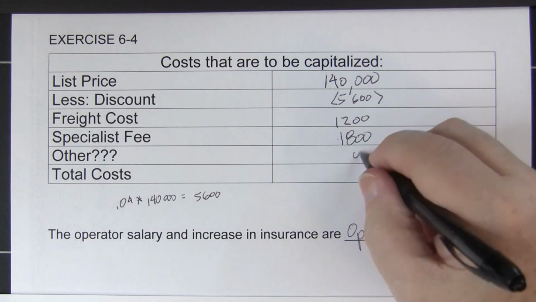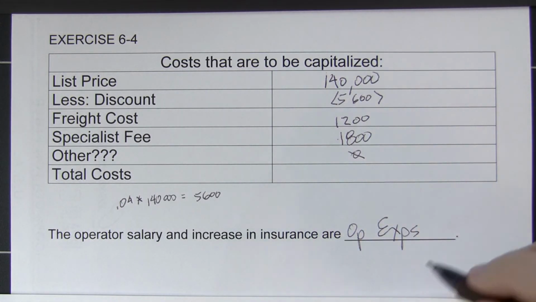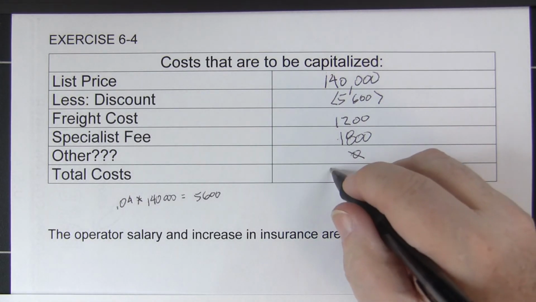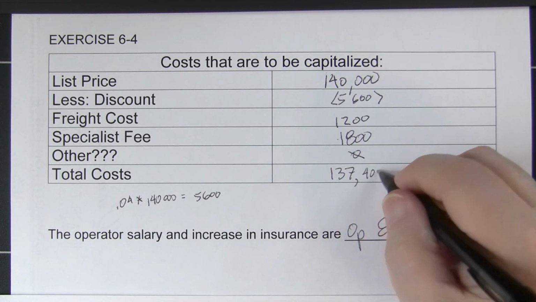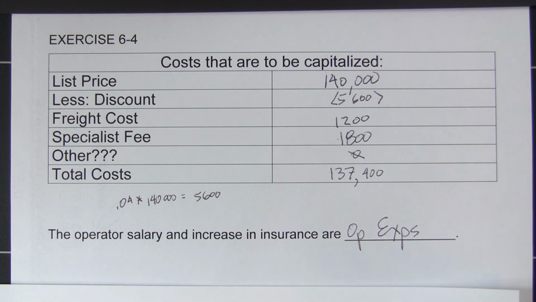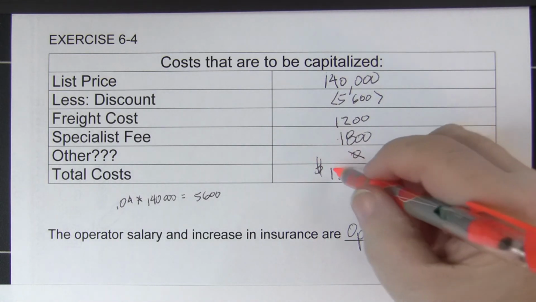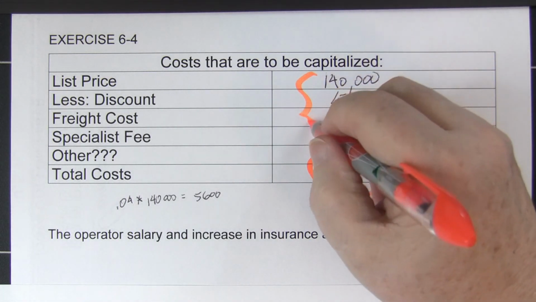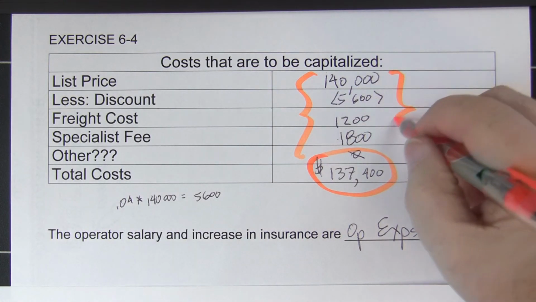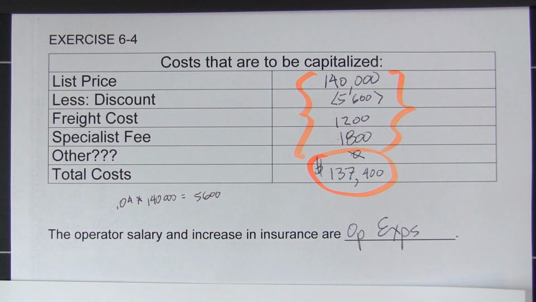So there are no others. So when we add that together, the total cost, the capitalizable cost, the amount that we put on the balance sheet is $137,400. That's the total capitalized cost. All of these are the normal, ordinary expenses necessary to put the asset to its intended use.